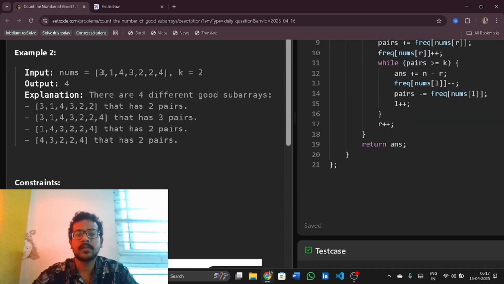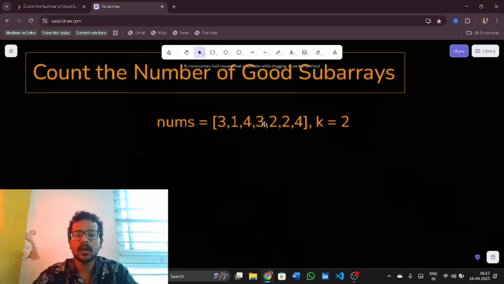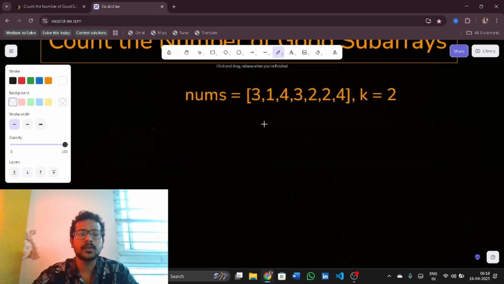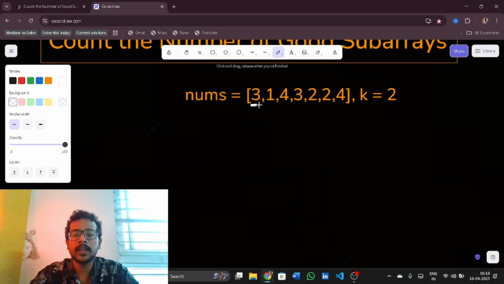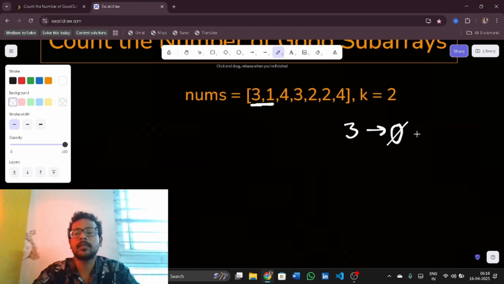Now I have another example: 3 1 4 3 2 4 and k is equal to 2. Let us see what are the number of good subarrays here. I am taking just one element as a subarray, so I am taking only this element. Now let us see, 3 has occurred till now how many times? 0 times. Now when I go here, then my 3 count will be incremented.